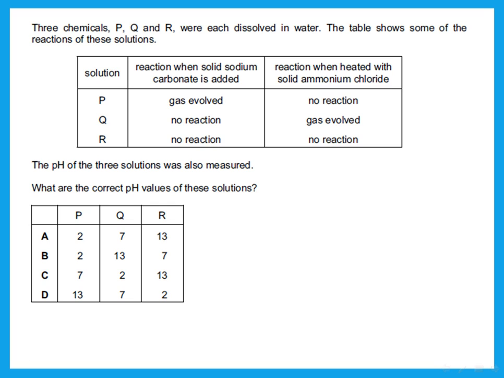Then Q gave a gas when it reacted with ammonium. We said what reacts with ammonium something to give a gas? We said a base would react with ammonium to give ammonia. So my base is something that has pH higher than 7, so the answer must be B. R does not react with carbonate, it does not react with ammonium. That means it is not an acid or a base, so it's probably something that is neutral with pH 7.